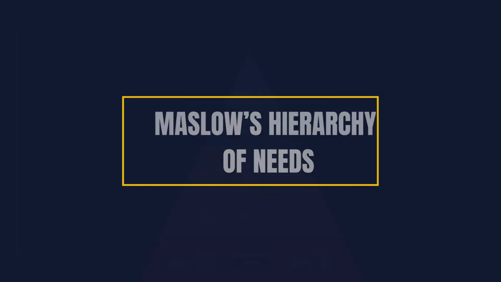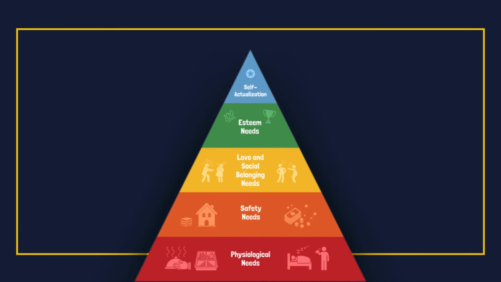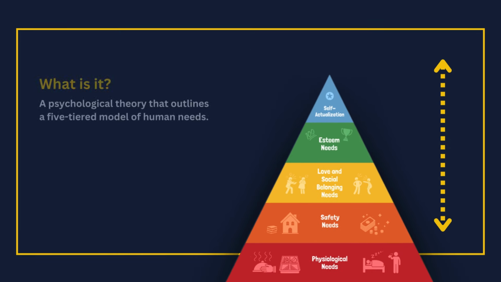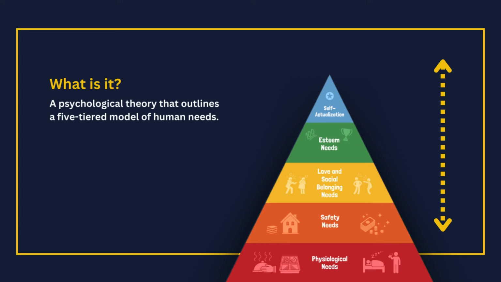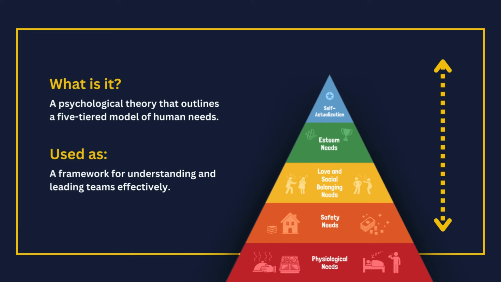Maslow's Hierarchy of Needs. Maslow's hierarchy is a psychological theory that outlines a five-tiered model of human needs. It is mainly used as a framework for understanding and leading a team effectively. Let's take a closer look at each tier in more detail.